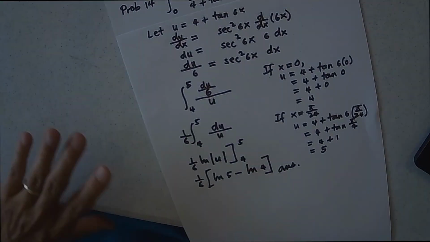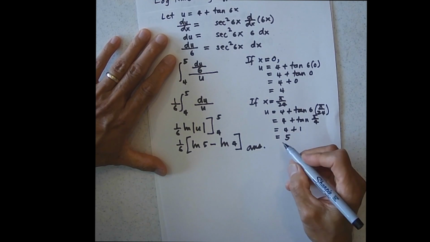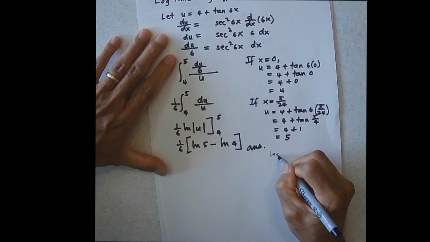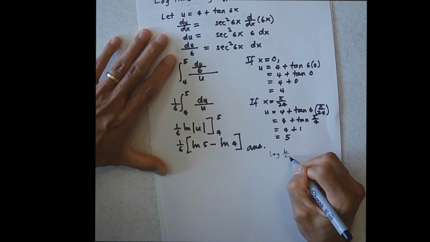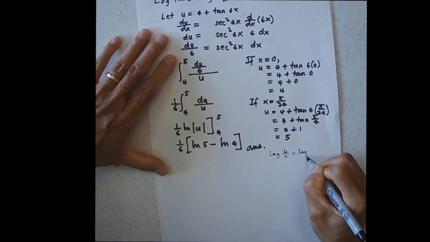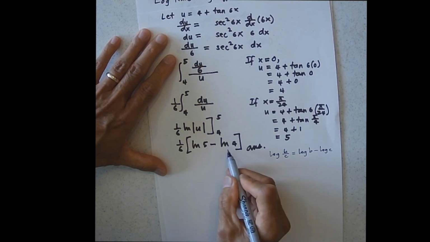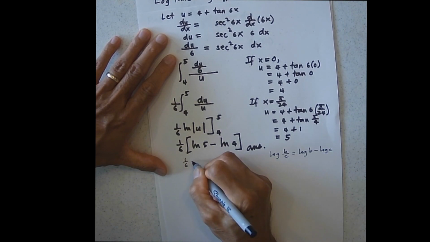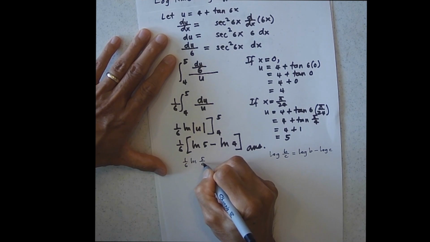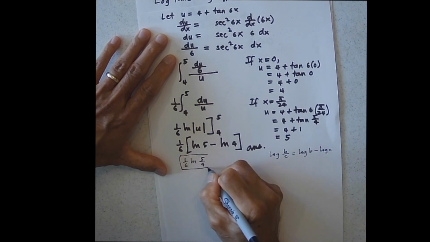Done. Properties of logarithms. From college algebra, we learned that if you have logarithm of b over c, we can rewrite that as log of b minus log of c. And that is precisely what we have here. So I can write it as 1/6 ln of 5 over 4. That's another acceptable answer.